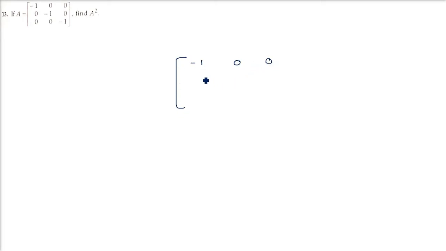Minus 1, 0, 0 and 0, negative 1, 0, 0, 0, minus 1. Okay. Now all the diagonal elements are negative 1. Same here.